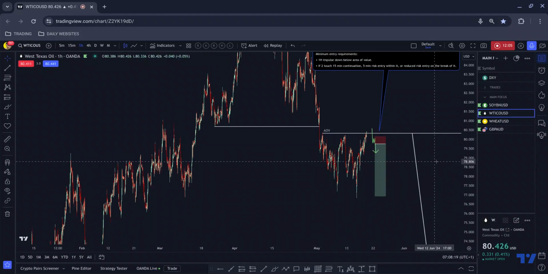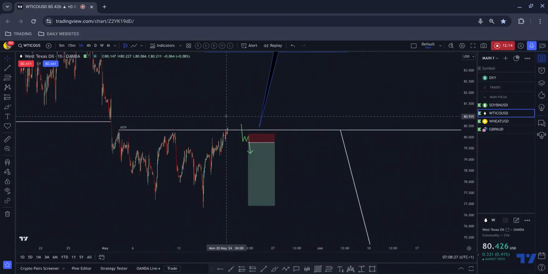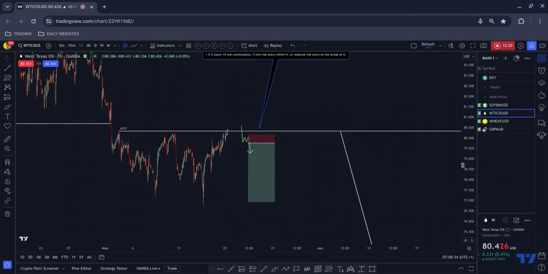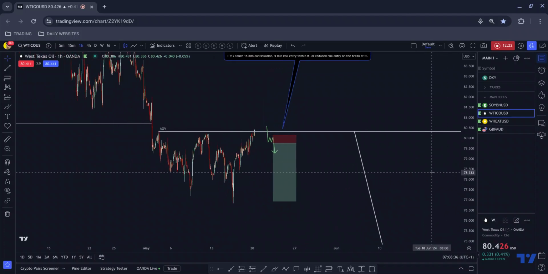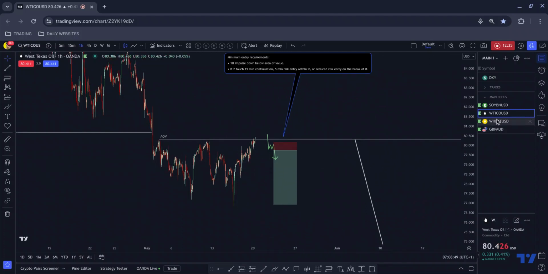So I've set a Google Calendar reminder to remind me to check this pair in a couple of hours' time, because a couple of hours would give us enough time to get that 1 hour impulse down, and then it would allow for 4 corrective 15-minute candles. So I wait for a minimum of 6, but it would allow for 4, and then I can just check to see if the flag has started to shape up. If it hasn't, then I'll just set another Google Calendar reminder.